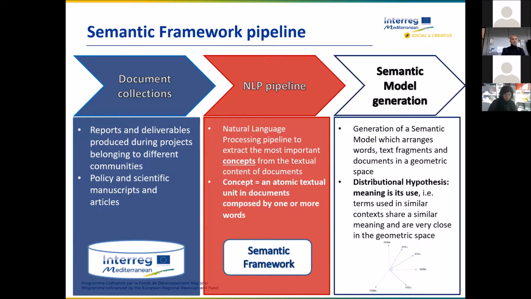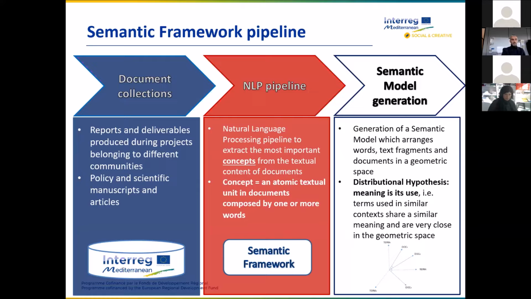In order to build this geometric space, we rely on the so-called distributional hypothesis, which claims that the meaning of words is given by their use. So terms which are used in similar contexts share a similar meaning, and they will be arranged very close in that geometric space. By analyzing a huge collection of documents, we could understand that, for example, beer and wine are different words, but they have a very similar meaning, since they usually co-occur and are used with more or less the same words. For example, drink, glass, party, pizza, alcohol, and so on. This is the main intuition behind the distributional hypothesis.